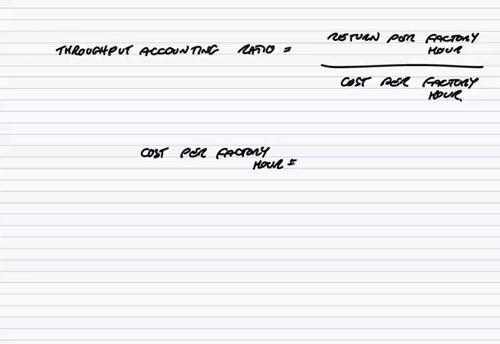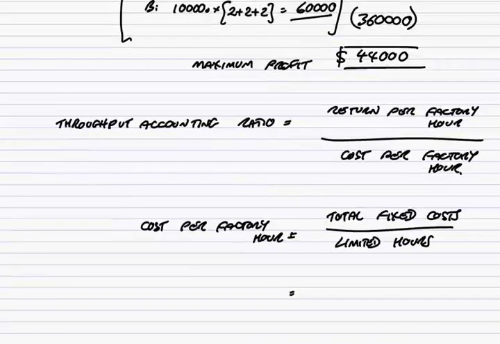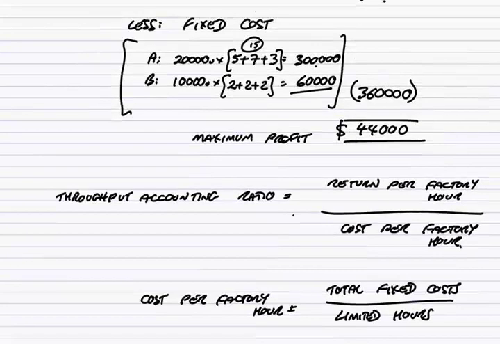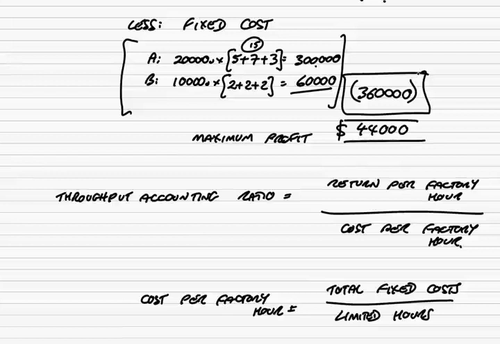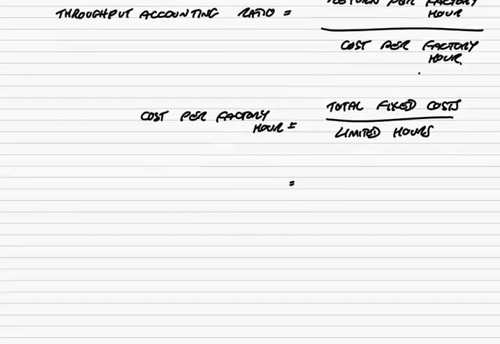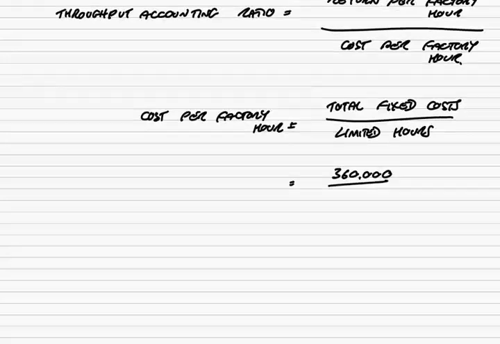The cost per factory hour is defined as being the total fixed costs divided by the limited hours. And so check with me what it is here. First of all, what are the total fixed costs? Well, remember, we are doing throughput, and so everything apart from materials is fixed. And I said, although you may be given the figure, here we calculated the figure. The total fixed costs were $360,000.